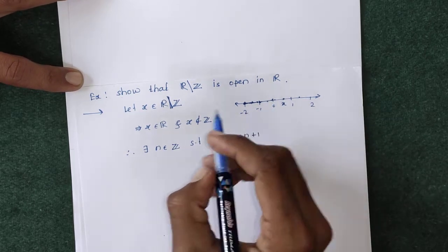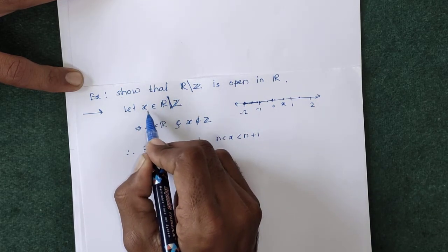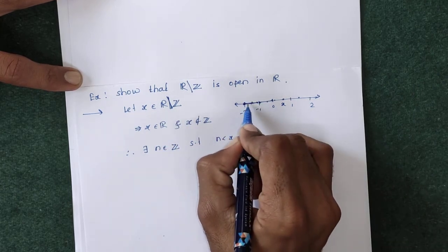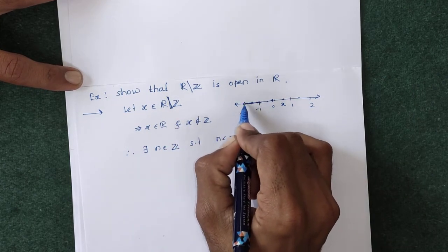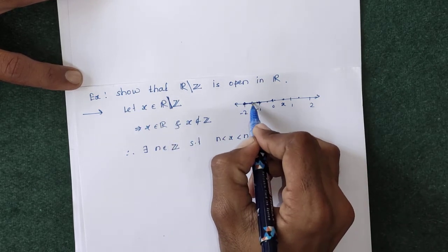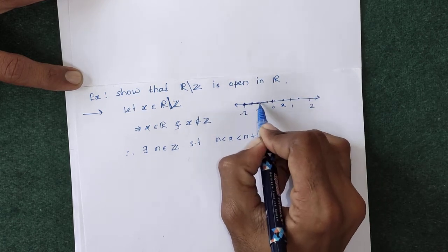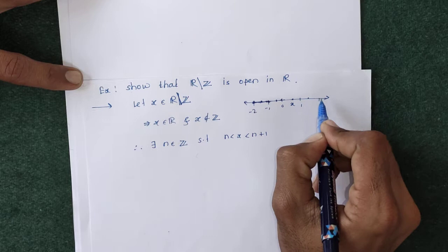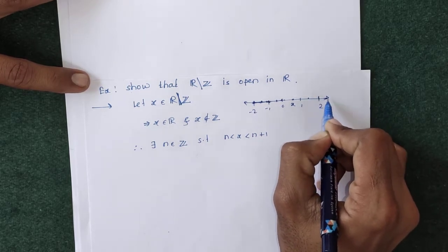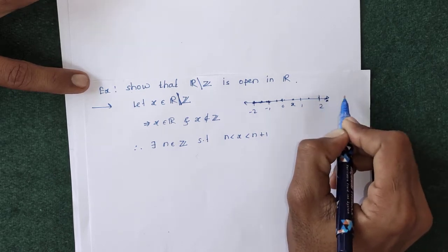To show R minus Z is an open set, we are taking this element x belongs to R minus Z. R minus Z is the set of real numbers except integers. So x belongs to R minus Z means x must be in between these integers. Suppose this is x, then this x is in between minus 1 and 0. If we take any other x, then that x is in between any two consecutive integers, suppose 2 and 3.